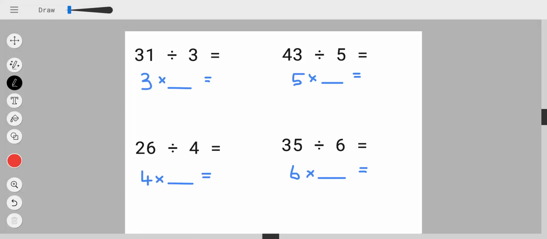Let's take a look at how we can do division with remainders mentally, in our head, without drawing groups or anything that's going to take us a lot of time. So, 31 divided by 3.